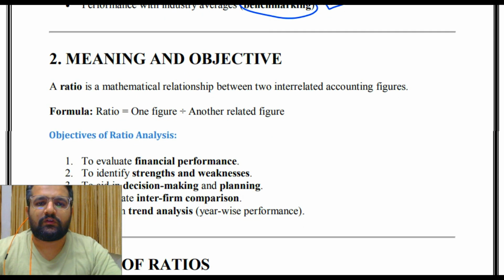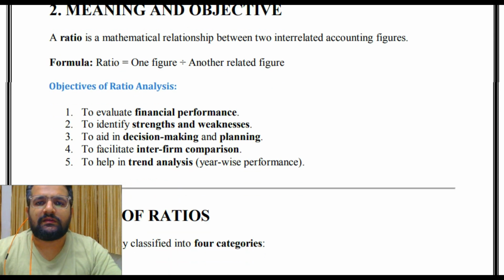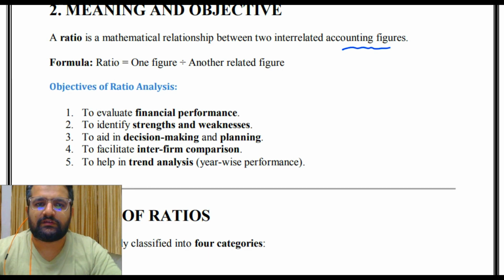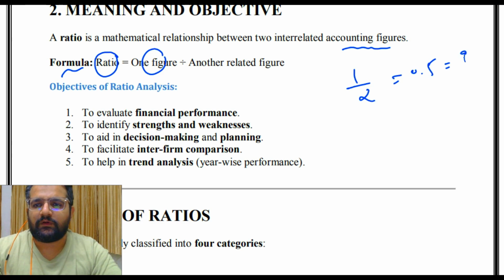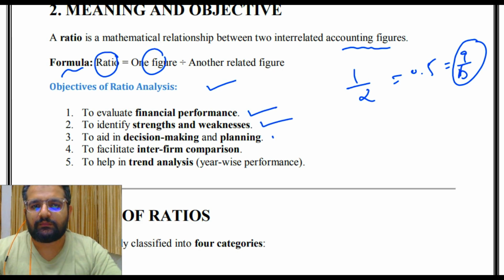Then meaning and objective. A ratio is a mathematical relation between two interrelated accounting figures. The formula for ratio is one figure divided by another related figure. You must have seen 1 by 2 is equal to 1.5 or a by b. All of this you must have seen in the ratio and proportion chapter in mathematics. Then objectives of ratio analysis. What are they? To evaluate financial performance, to identify strengths and weaknesses, to aid in decision making and planning, to facilitate inter-firm comparison, to help in trend analysis or year-wise performance.